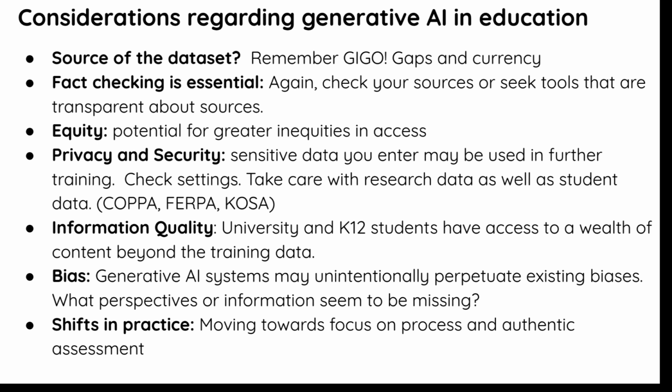We're looking at information quality. We're looking at bias. We're going to be covering that in 530 and 575. We're looking at the shifts in practice. In what way is practice as an information professional or as an educator shifting, and our students' careers as well.